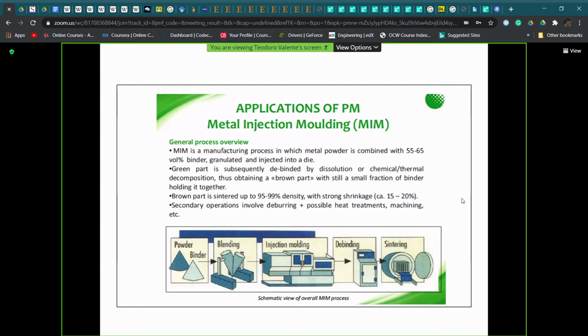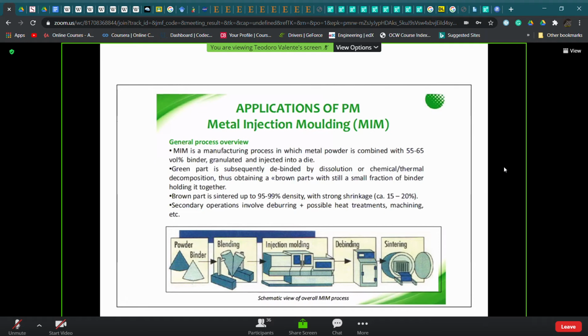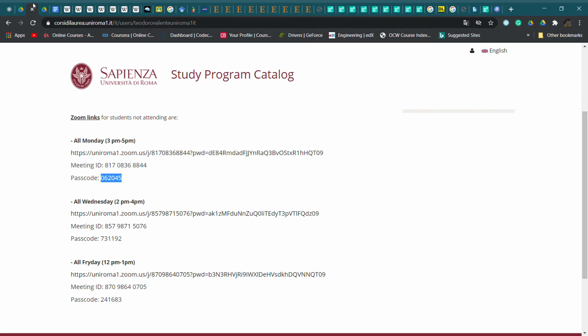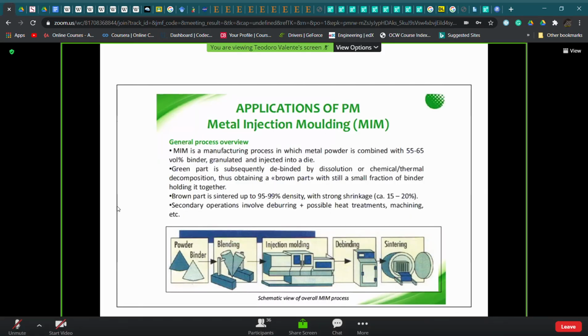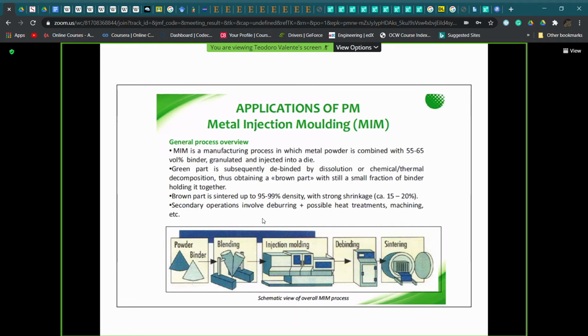and this sintering step is able to reach up to 95 to 99% of the theoretical density with a strong shrinkage, you see here, because essentially we do not have pre-compacting as we have shown before, and so the shrinkage can reach values up to 20%, and this must be taken into account for the design of the fabrication cycle, because again, what we have as the final component is what is going to be fabricated after the sintering step.